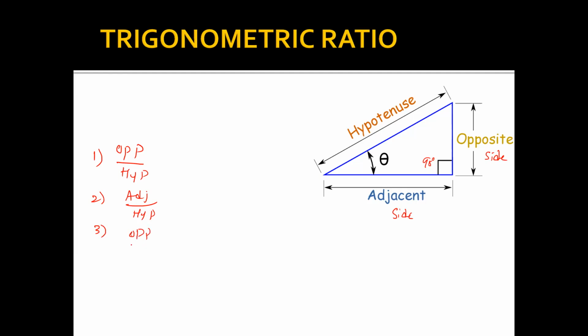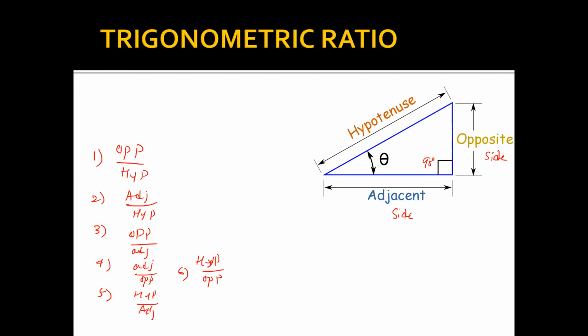opposite by adjacent, and the fourth ratio can be adjacent by opposite, and the fifth ratio can be hypotenuse by adjacent, and the sixth ratio can be hypotenuse by opposite. So we can make a total of 6 ratios with the help of these three sides of a right angle triangle. And all these 6 ratios are called trigonometry ratios. That is our topic. So I think you might have understood what a trigonometry ratio is.